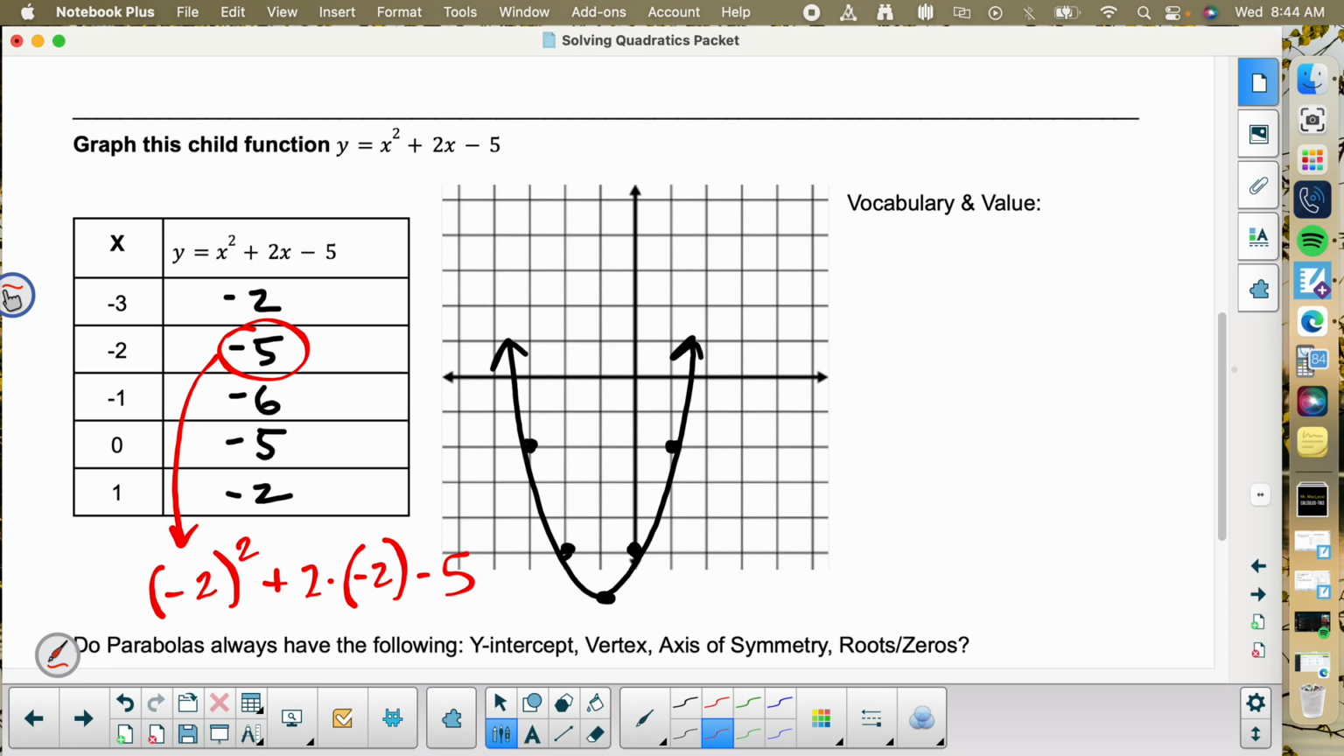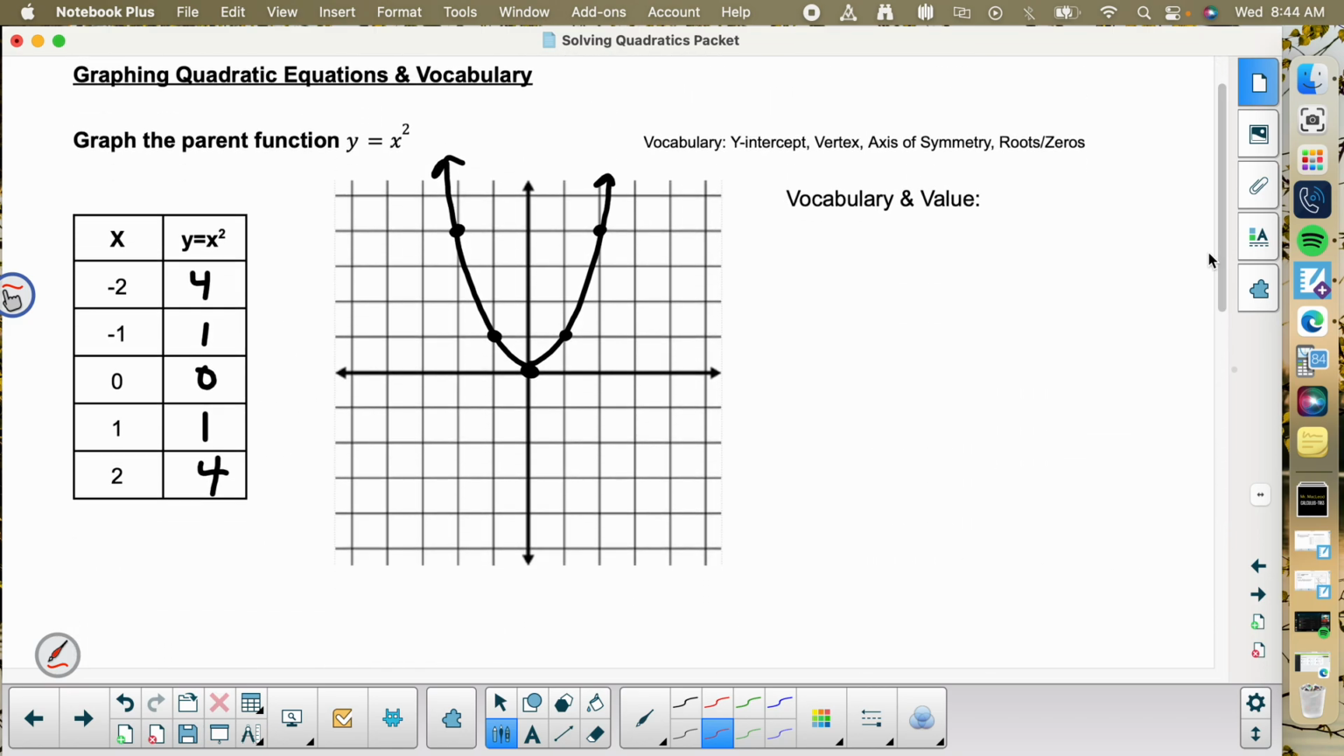Okay, well, stuff's moving up here. What I wanted to talk about today is we need to talk about what things are called on a graph. Up at the top, there's a whole bunch of things listed: y-intercept, vertex, axis of symmetry, roots, zeros. So let's start with the one you guys probably remember the best. The y-intercept.